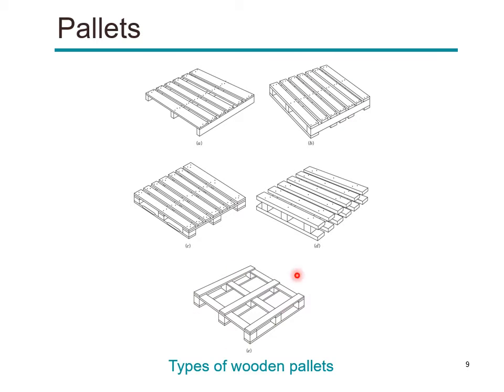So there's another alternative here, for example, where you see the top of this pallet does not have a continuous surface, so there are gaps. It means that the items that you are putting on these pallets should be larger so that they will not fall into these gaps. But on the other hand, we are using less wood here, so the pallet cost will be less.